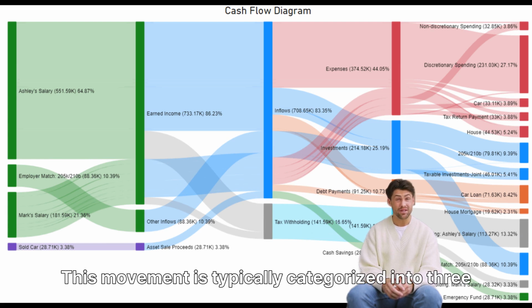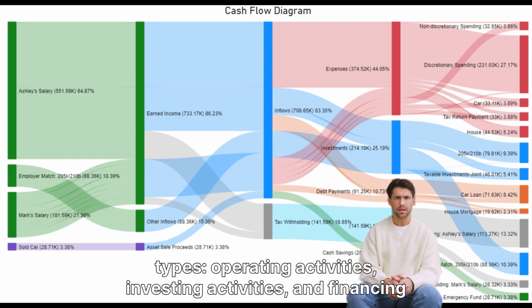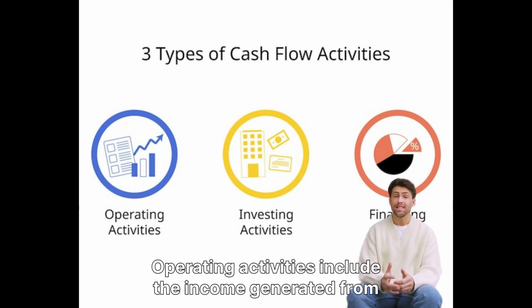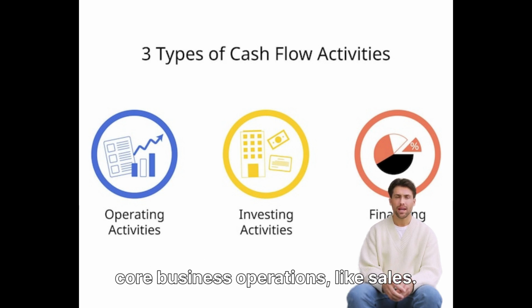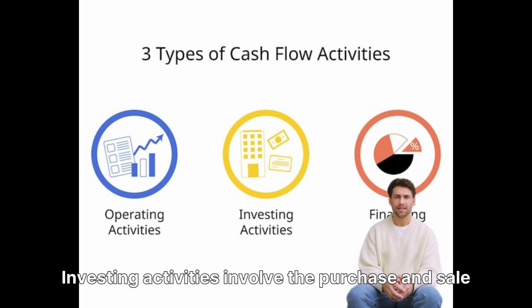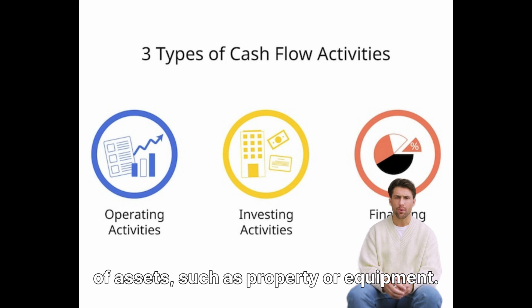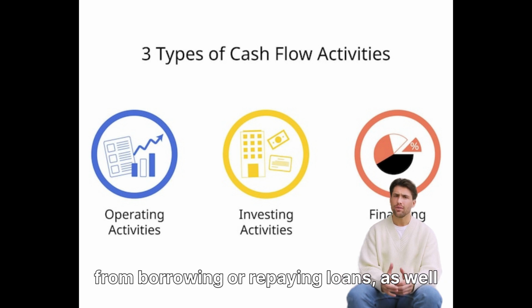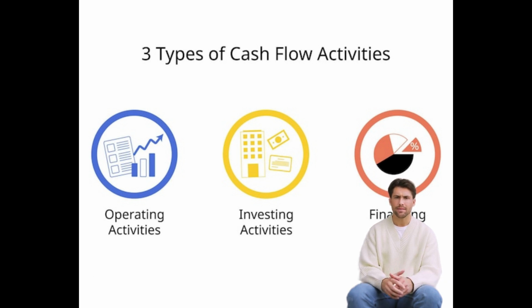This movement is typically categorized into 3 types: operating activities, investing activities, and financing activities. Operating activities include the income generated from core business operations, like sales. Investing activities involve the purchase and sale of assets, such as property or equipment. Lastly, financing activities refer to cash flows from borrowing or repaying loans, as well as equity financing.